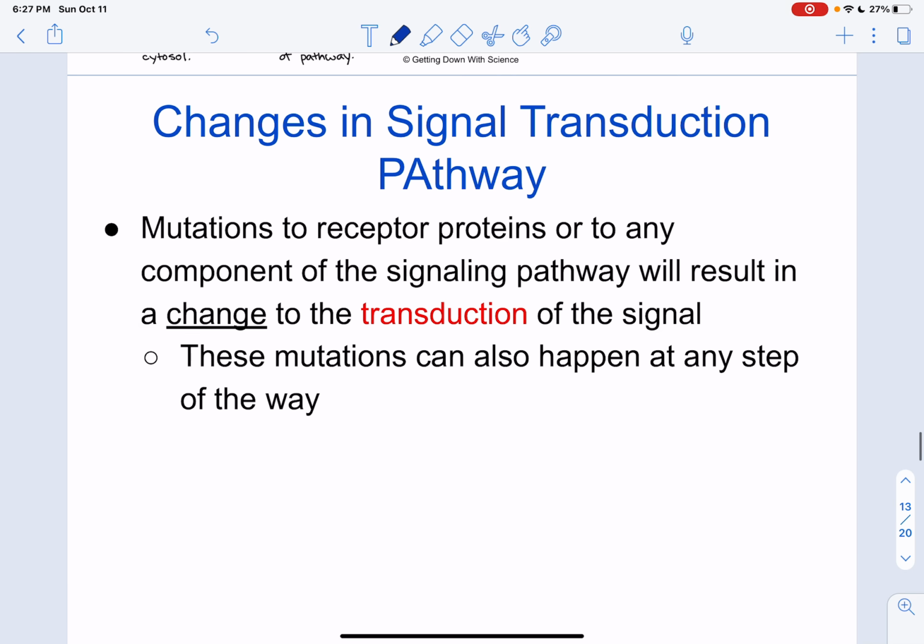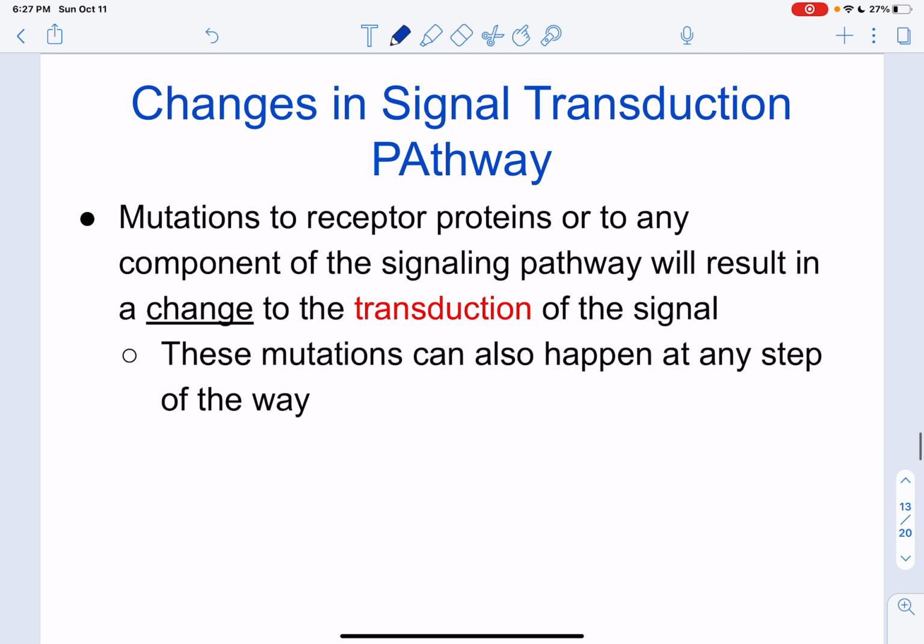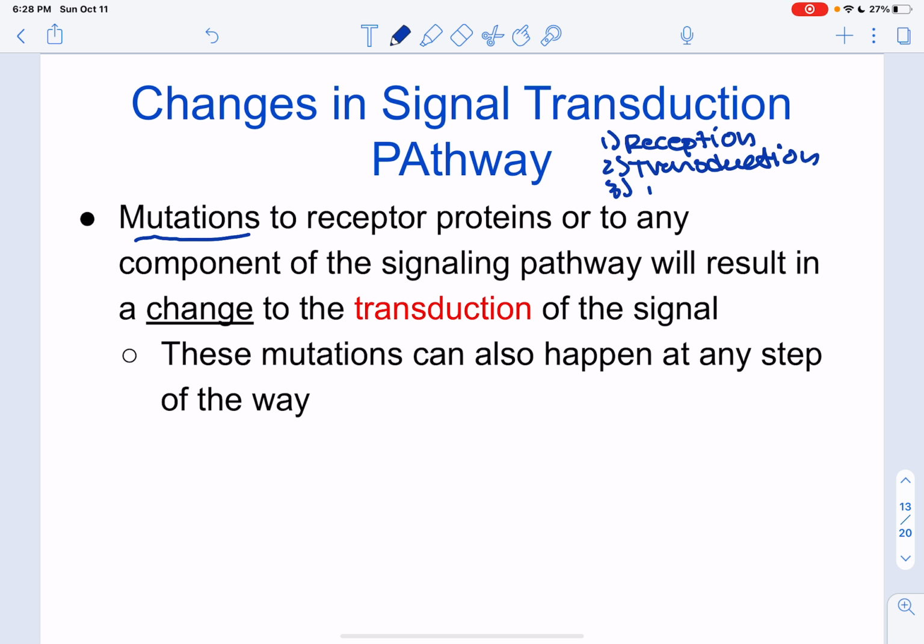How can we change the signal transduction pathway? Well, one way to change it is through mutations. Mutations in receptor proteins or any component of the signaling pathway can cause a change in the transduction of the signal. So if we change something in step 1, reception, 2, transduction, or 3, response, that can change how the actual cell is going to respond to the message.